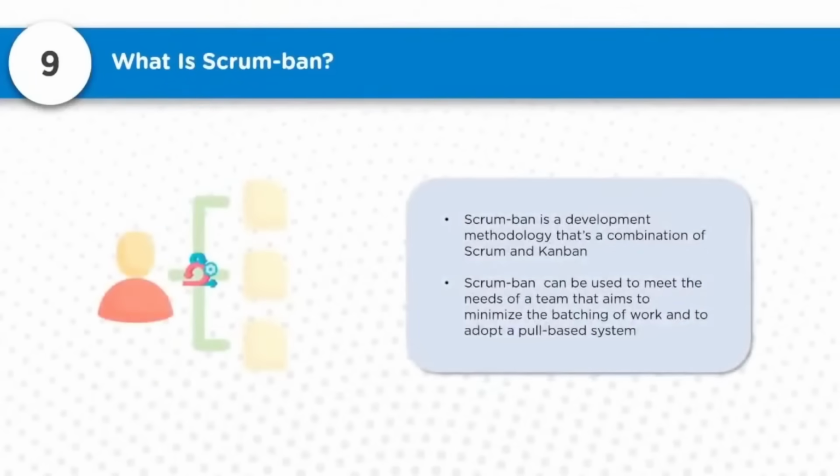Scrumban is a development methodology that is a combination of Scrum and Kanban. This can be used to meet the needs of a team that aims to minimize the batching of work and to adopt a pull-based system. Kanban is called a pull-based system, which helps in visualizing what work is in progress. And since it is a visualized system, it is visible to everyone.